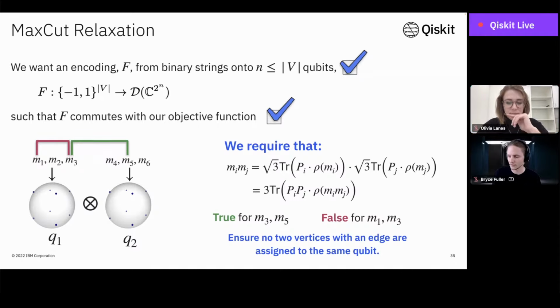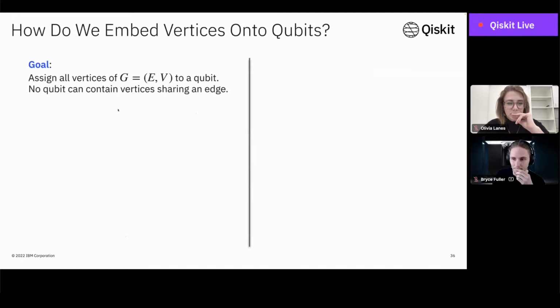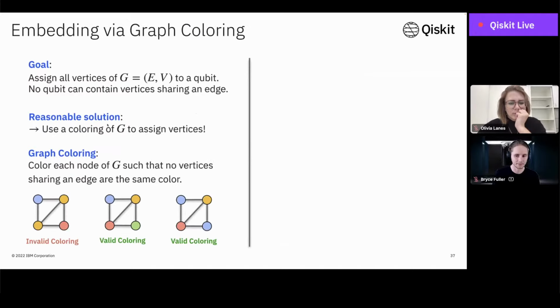So how do we ensure that this embedding works? This is a nice statement: ensure that no 2 vertices with an edge are assigned to the same qubit. How do you actually do that, right? So the way that we're going to do this is using something called graph coloring, right? Now, let me just review quickly what a graph coloring is. Let's say I have some graph with edges and vertices like this.